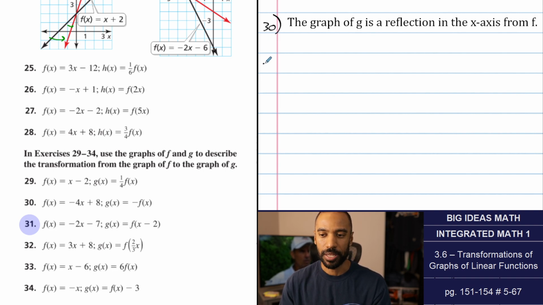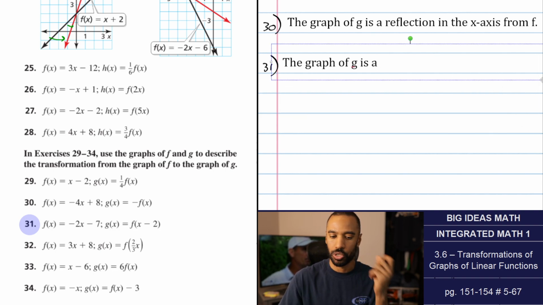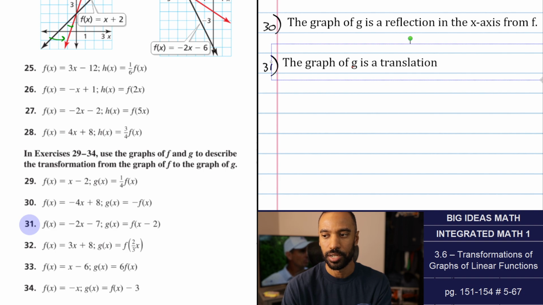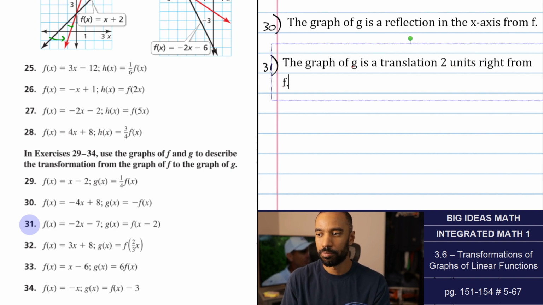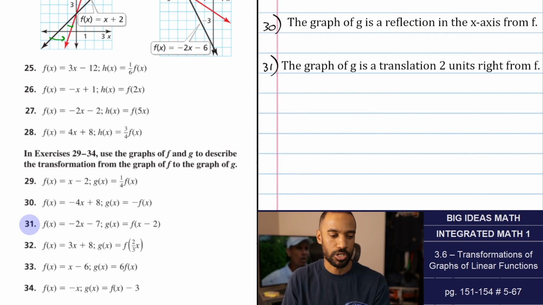Number 31 is happening inside your function, therefore it's not only a horizontal change, but we do the opposite of what it would be. Because it's a -2, you want to think, first of all, translation, and we're going to the right instead of to the left in that scenario, going to the right in that case. So a horizontal translation 2 units right.